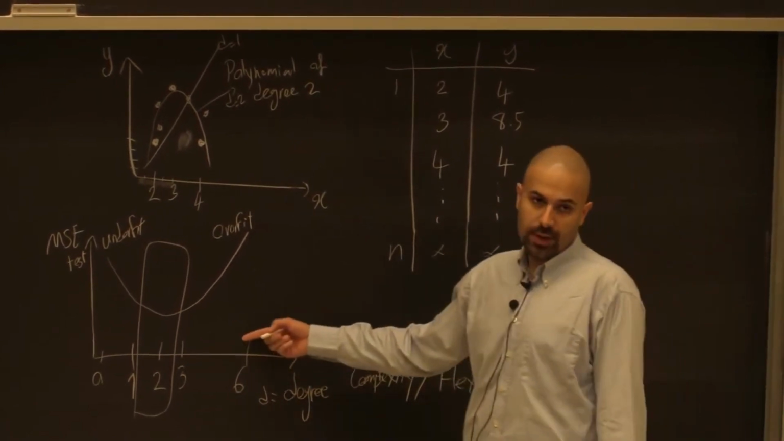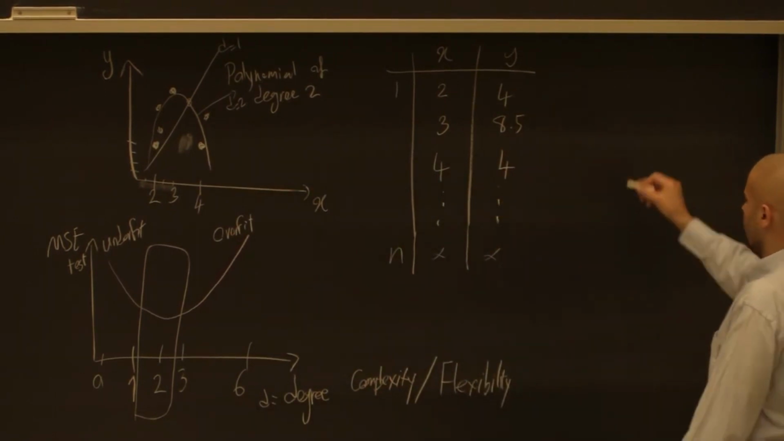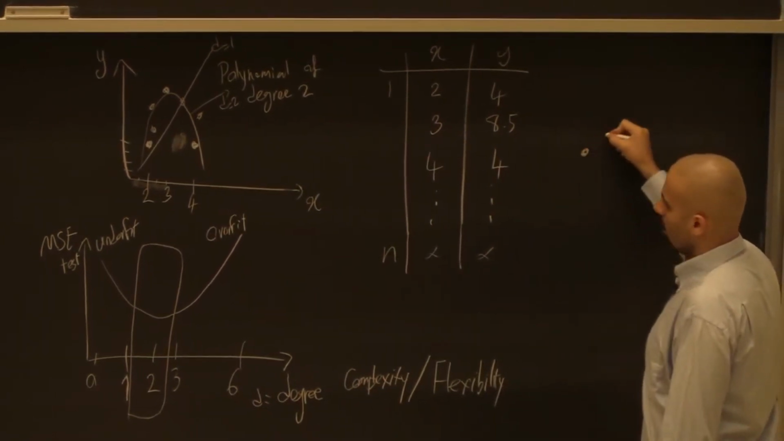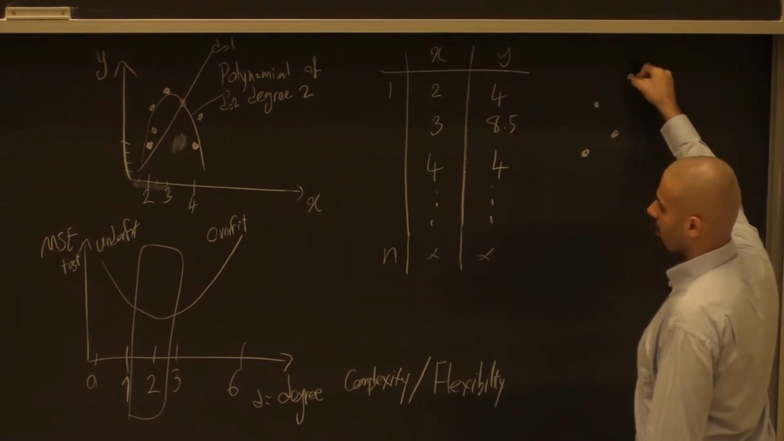So why is it overfit when k is equal to 6? The reason is that when k is equal to 6, I'm going to just draw the points here to give you an example of what happens. If these are the points, I'm trying to mimic the same pattern.